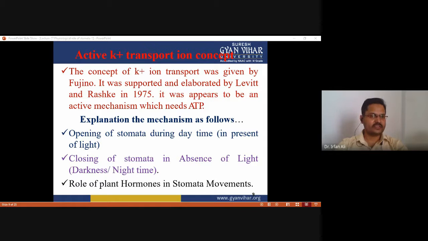First is opening of stomata during daytime in presence of light. In the presence of light, photosynthesis takes place, and opening of stomata occurs during daytime, and closing of stomata occurs during darkness or night time. This is due to the absence of light, because in absence of light no photosynthesis takes place. And there is a role of some plant hormones in stomata movement. Some plant hormones also help to regulate opening and closing of stomata.